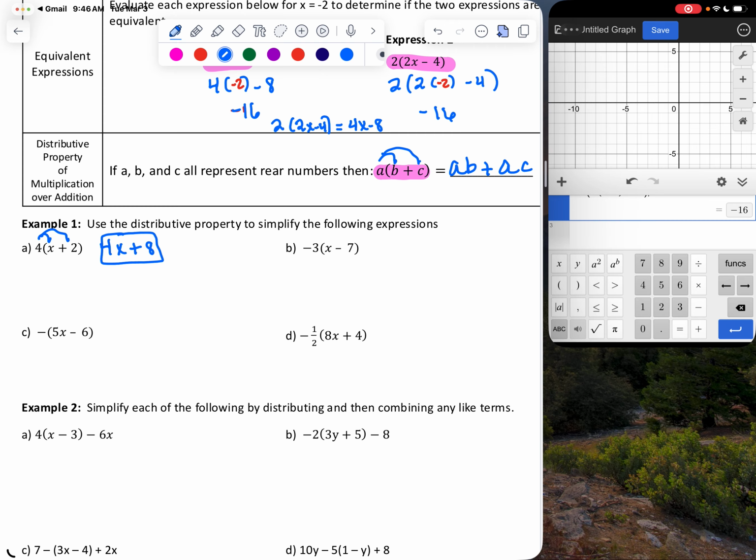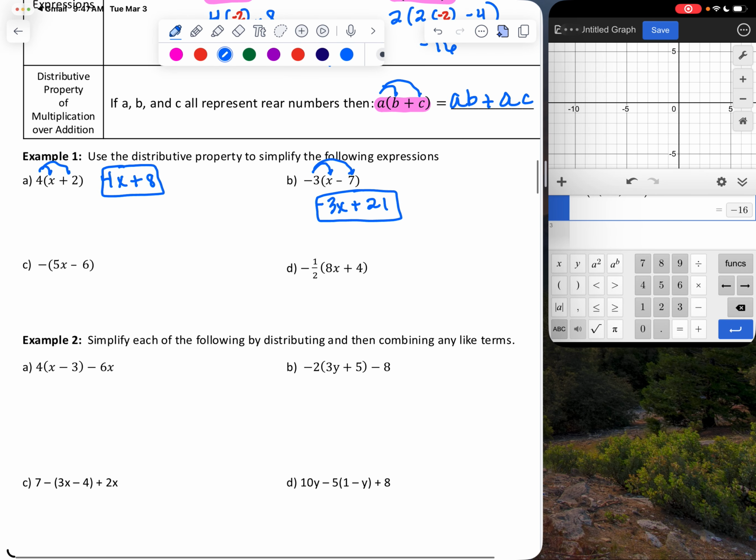All right. In problem B, we have negative 3 times the quantity x minus 7. If I want to simplify that and remove the parenthesis, we'll multiply each term in the parenthesis by negative 3. So negative 3 times x gives me negative 3x, and negative 3 times negative 7 gives me positive 21. So I'll put plus 21 because the 21 was positive.